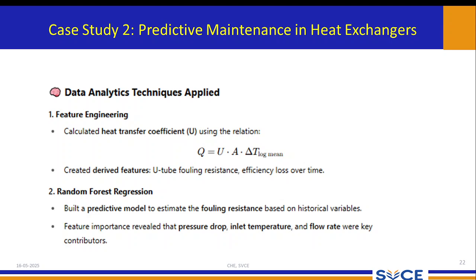So here we are taking the heat transfer coefficient, calculated using the correlation, and created derived features such as U, tube fouling resistance, and efficiency loss over time.